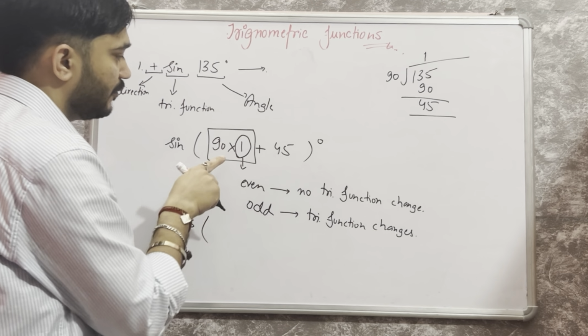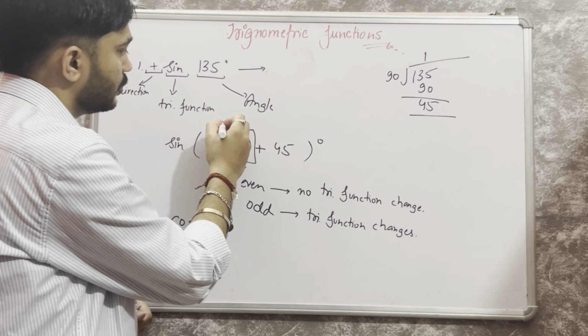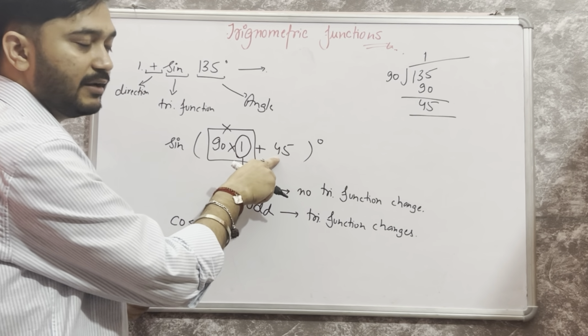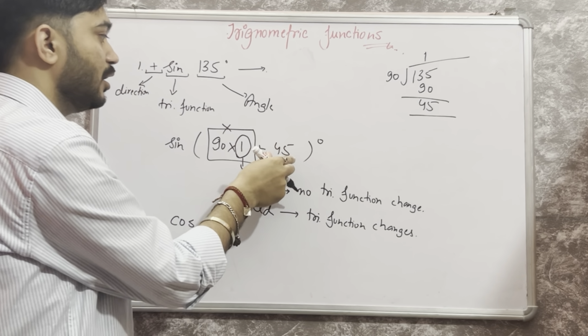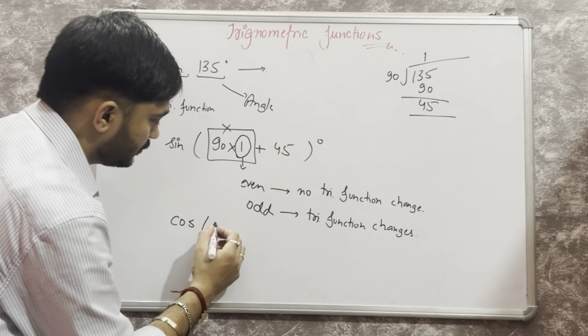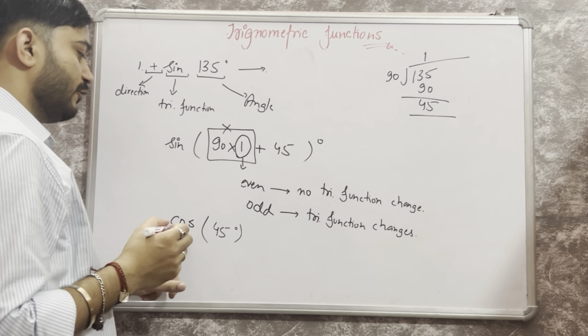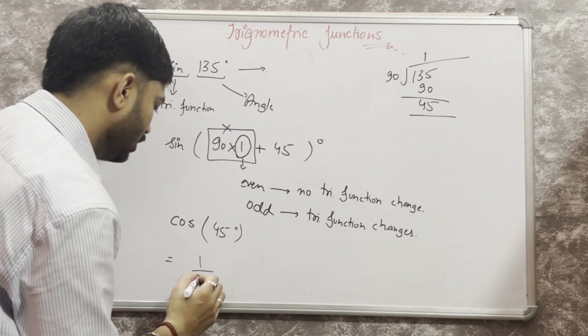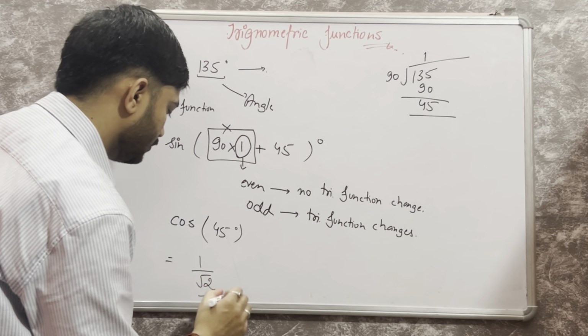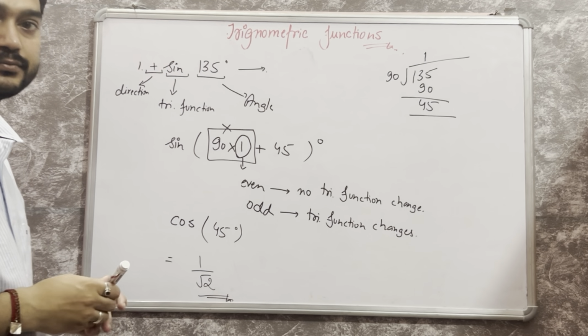So after knowing this, this part is gone. We are only left with this part and this part comes the same here. That is 45 degree. And we all know the value of cos 45, that is 1 upon under root 2. Any doubts?